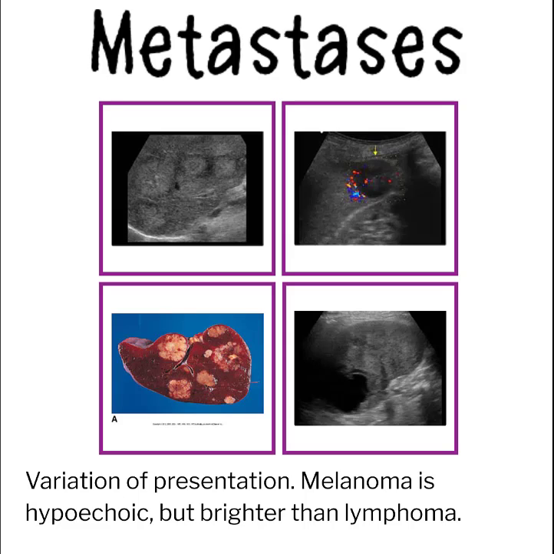Here are a couple presentations of metastases to the spleen. This example happens to be melanoma on the top. We can see that melanoma looks kind of similar to lymphoma, but it has brighter lesions compared to lymphoma's hypoechoic lesions. And we can see that they are typically going to have increased vascularity. They can present as cystic, and then we have a gross specimen of metastases within the spleen.